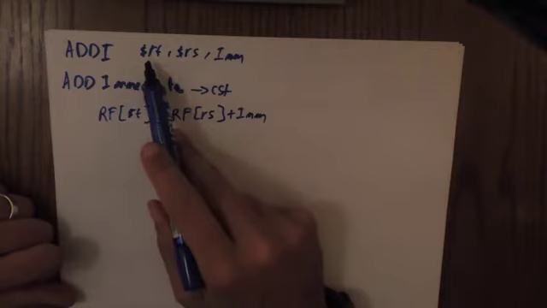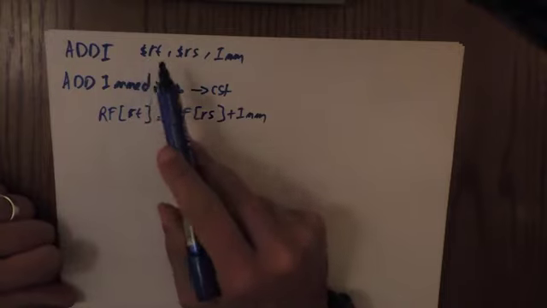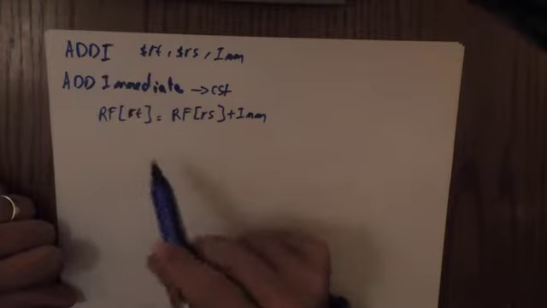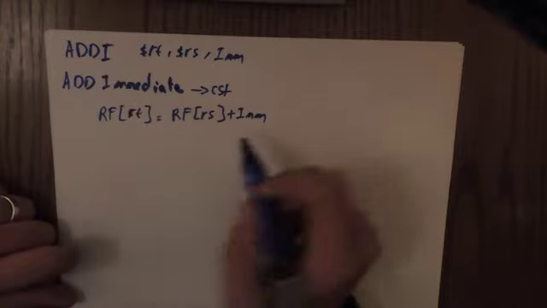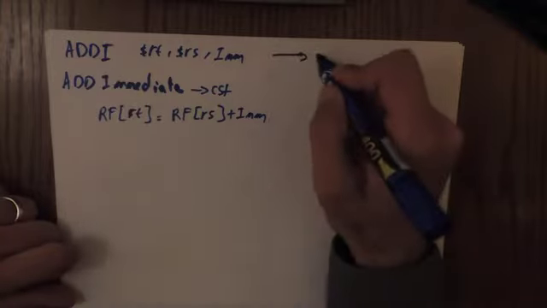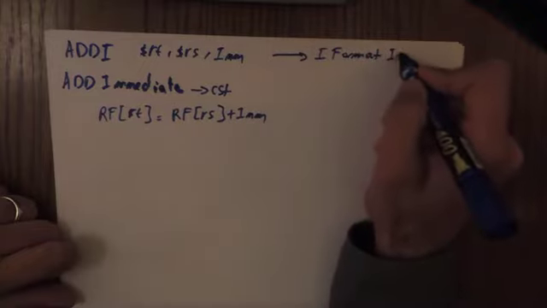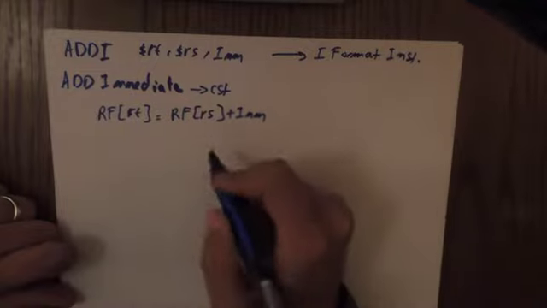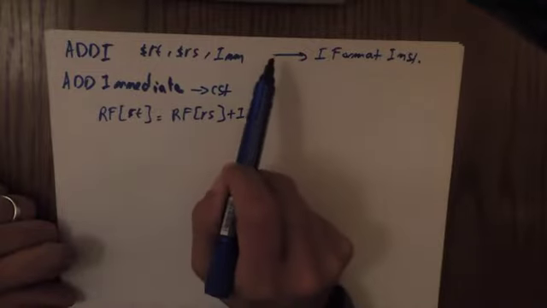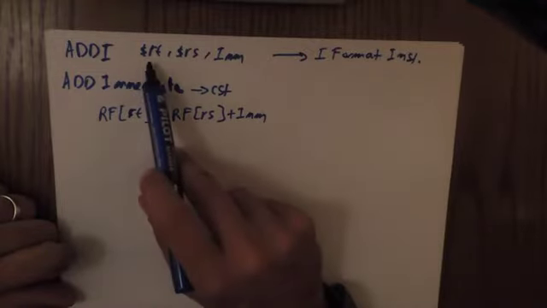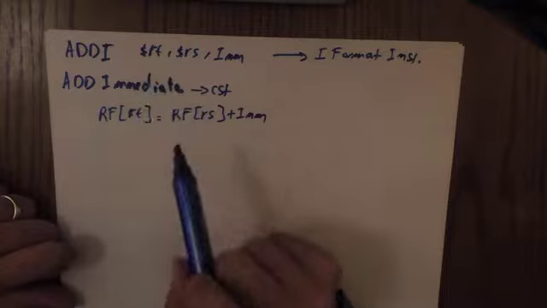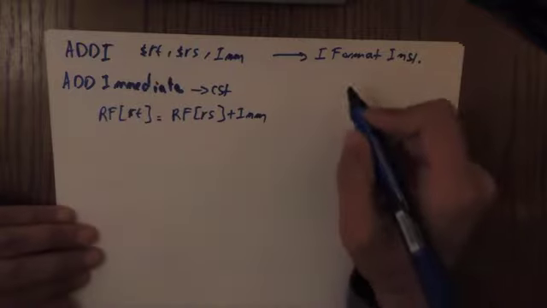So the first thing we notice is that there is no longer an RD. This is a characteristic of immediate or I format instructions. So AddI is actually an I format instruction. In an I format instruction, we don't have RD, it's replaced by RT. So RT is now acting as a destination. So you can ask, how can we do this? It's actually very simple.